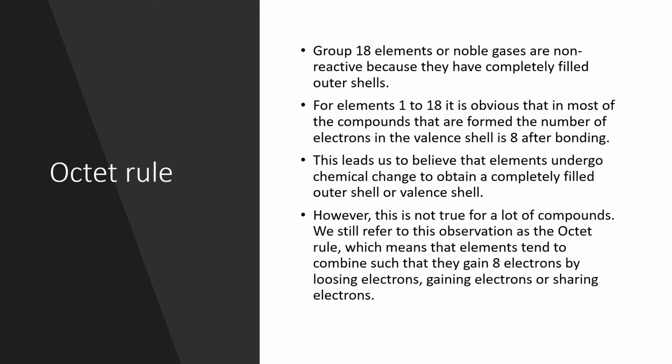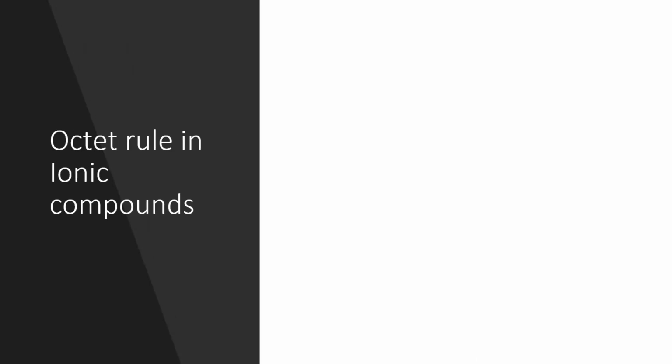However, this is not true for a lot of compounds. We still refer to this observation as the Octet Rule, which means that elements tend to combine such that they gain 8 electrons by losing, gaining, or sharing electrons. Now we will look at the Octet Rule in ionic compounds.